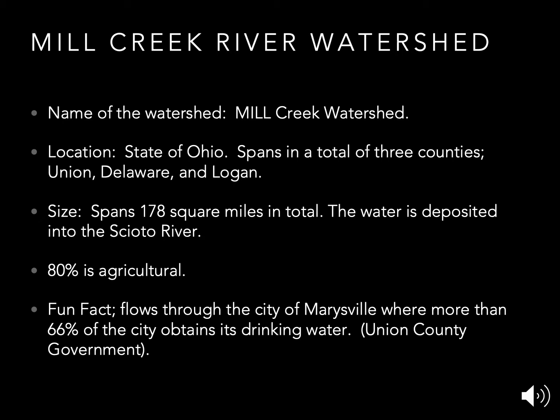The location is Ohio, spanning three counties: Union, Delaware, and Logan. The size is 178 square miles in total, and the water is deposited in the Scioto River. It's really important because every county is different. Some counties are completely industrial or all agricultural. Some are a mix. Others are suburban or urban. But 80% of what these counties are and where this watershed is located is agricultural. So when you keep that in mind, we're going to be dealing with herbicides, insecticides, pesticides.